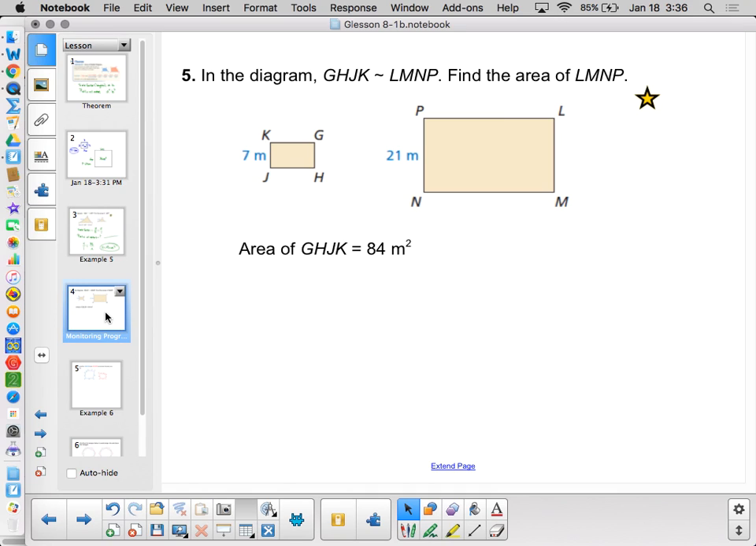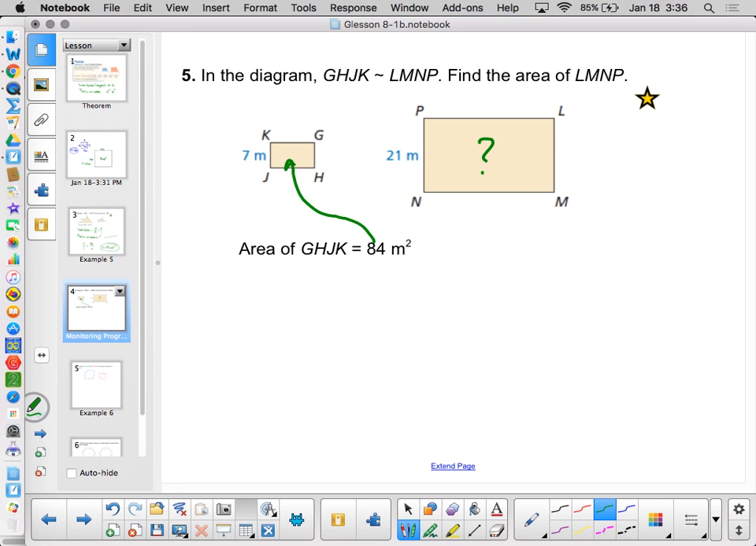One more time. Here are my ratio of sides. I'm given the area of GHJK, which is the smaller one. This is 84 meters squared. Find the area of this one. This one you're doing entirely on your own.